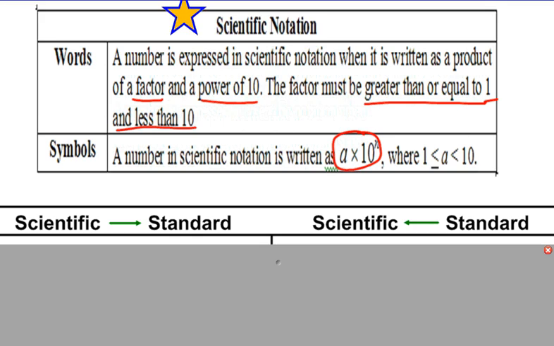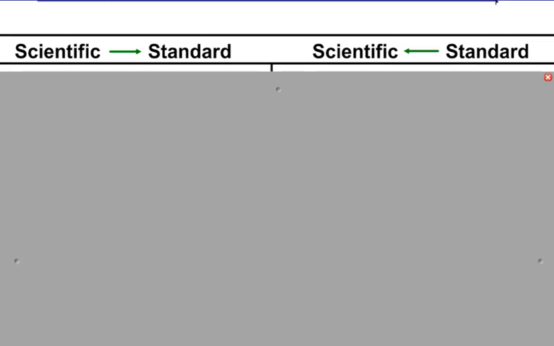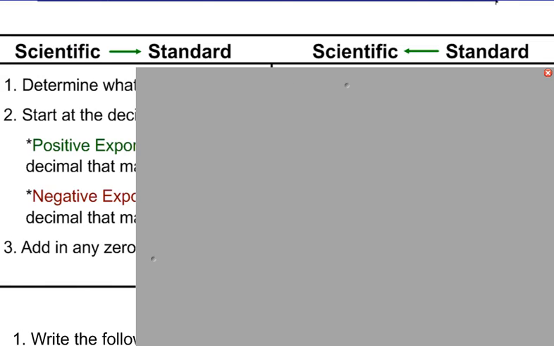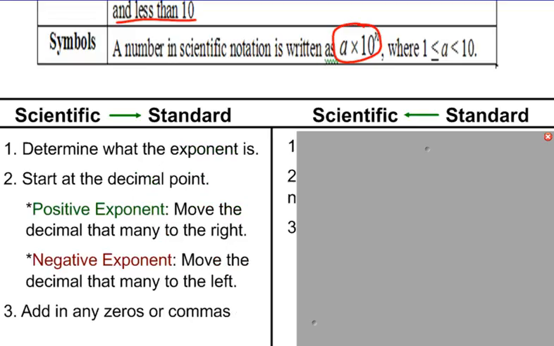When you go from scientific notation to standard notation, we first determine what the exponent is, and then we start at the decimal point. If it's a positive exponent, we move the decimal to the right that many times. If it's negative, we move it to the left, and then we add in any zeros or commas.